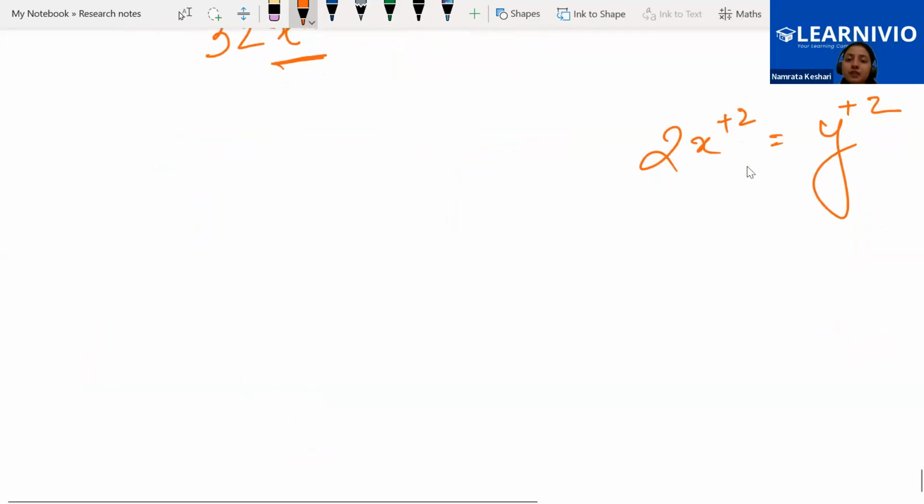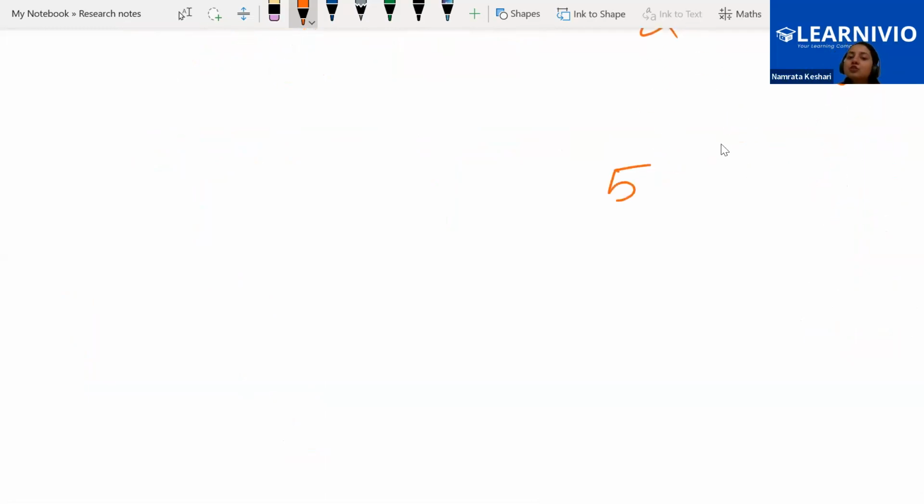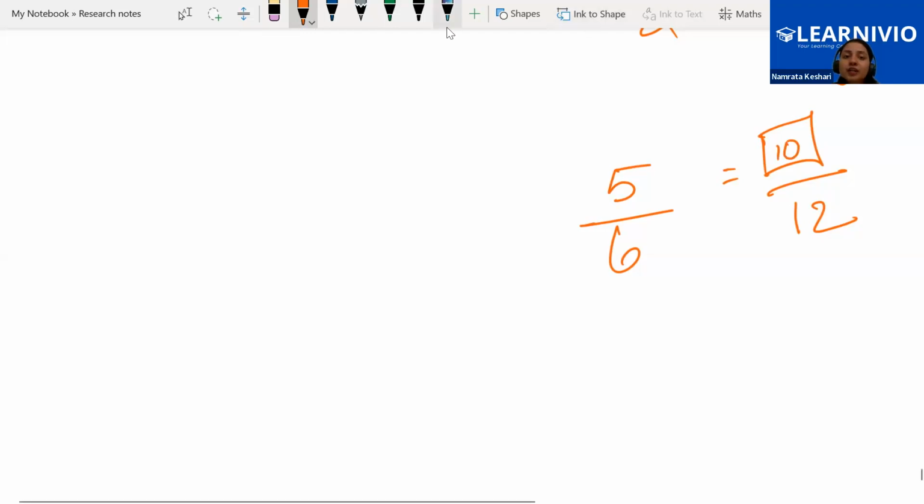Similarly, if we have a fraction 5 by 6, and there is a fill in the blank, a box. Can you tell me what will be in the box, Sara? 10. 10 will be there. This is also one of the concepts which is completely allowed in mathematics.